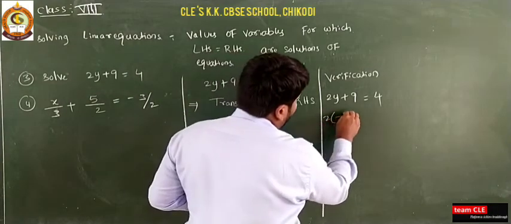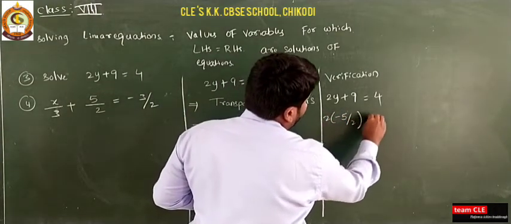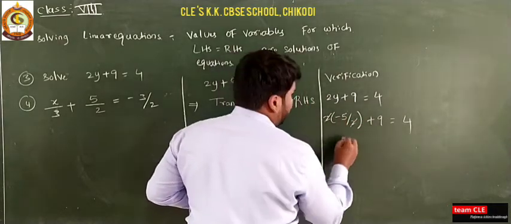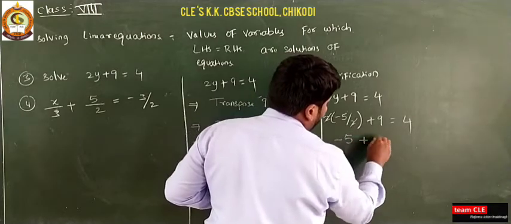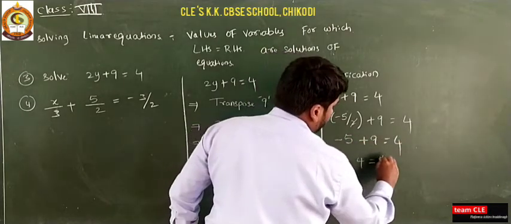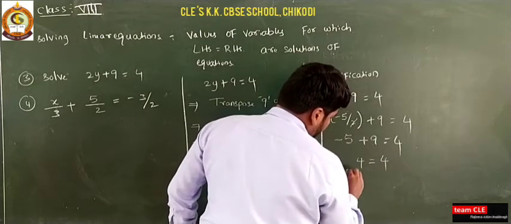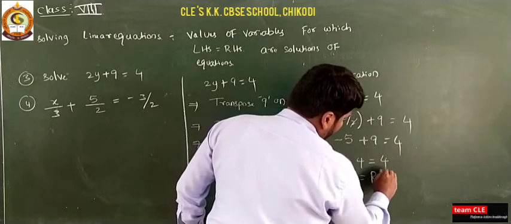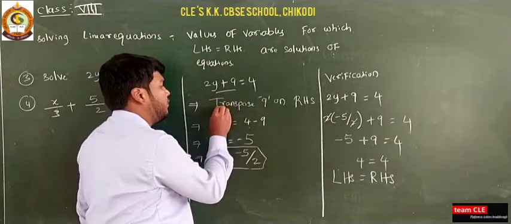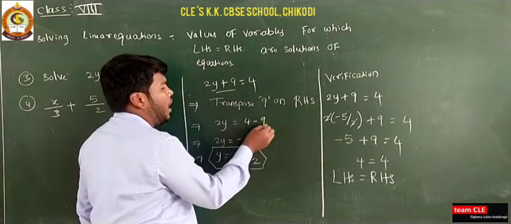That is 2 of minus 5 by 2 plus 9 which is equal to 4. So this 2 gets cancelled, remaining is minus 5 plus 9 which is equal to 4. 9 minus 5 is 4, equal to 4. Again your LHS is equal to RHS. Okay, so first step, write the given thing. Second step, transpose this 9 on RHS.